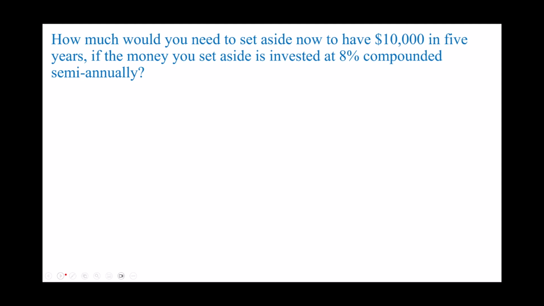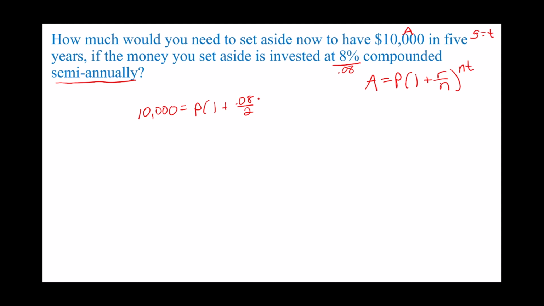How much would we need to set aside now to have $10,000 in 5 years if the money you set aside is invested at 8% compounded semi-annually? So our formula, again, I'm going to write this down, would be P times 1 plus R over N to the NT. So our A value is the 10,000. We want to have A in 5 years, so T is 5 years. And the interest rate is 0.08. And semi-annually means 2 times a year. So I have 10,000 equals P times 1 plus 0.08 over 2, all raised to the 2 times 5.